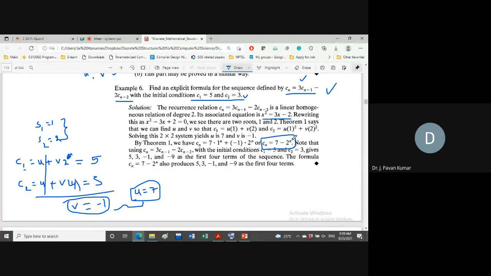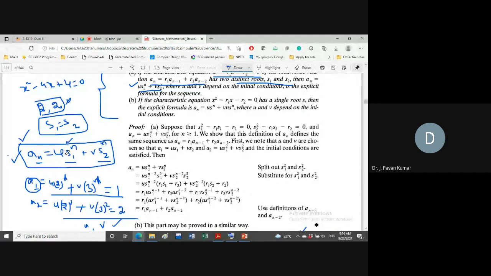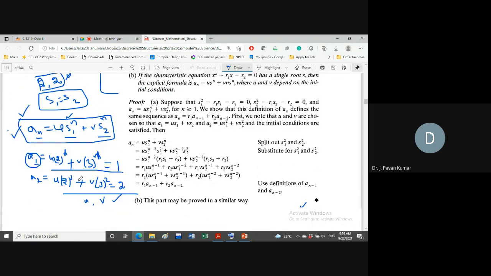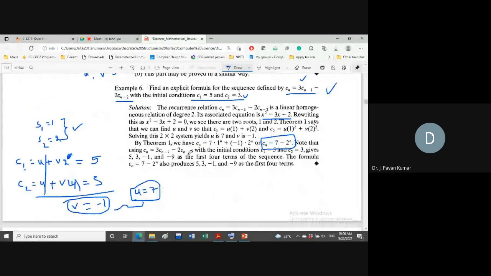Is it clear? We are just trying to write the characteristic equation. Based upon that characteristic equation, we will obtain roots. If roots are distinct, then straight away we can apply this formula: an is equal to u into s1 power n plus v into s2 power n. By using initial values, we can obtain u and v. Substituting u, v, s1 and s2 in the explicit formula gives the solution for the recurrence relation. Is it clear?